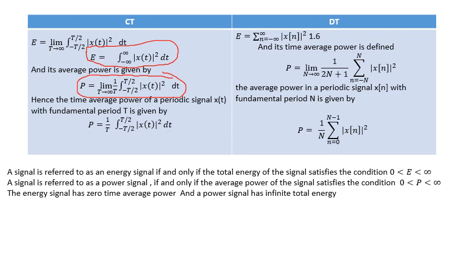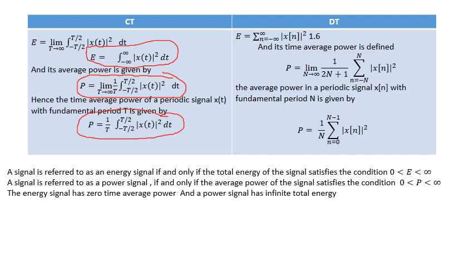Okay, and in case of a periodic signal, we find the power by integrating over one period, that is from minus T by 2 up to T by 2, or you can also do it from 0 up to T or from minus T up to 0, but the main idea is that it must be integrated over one period.